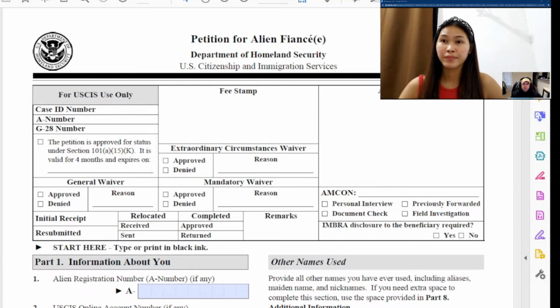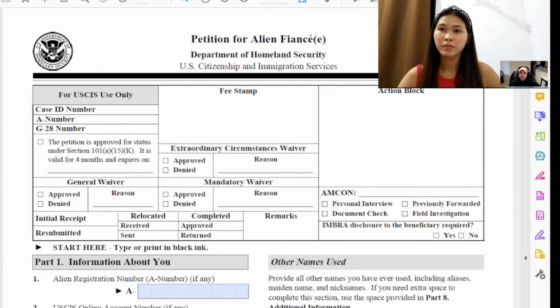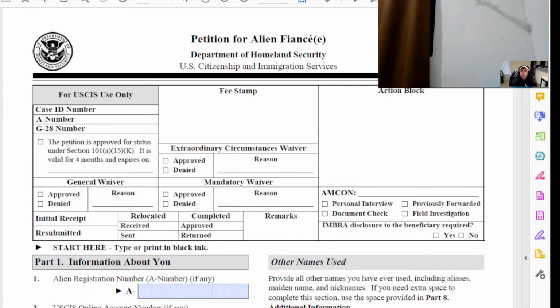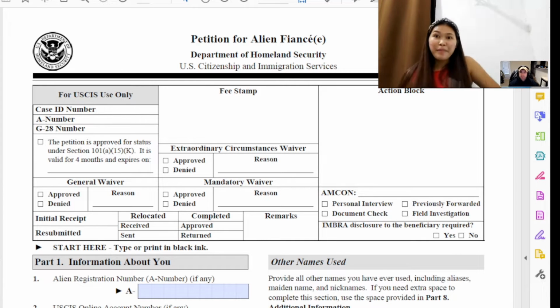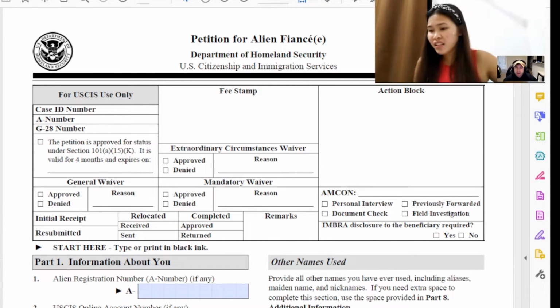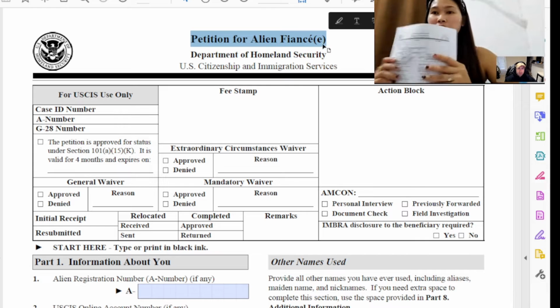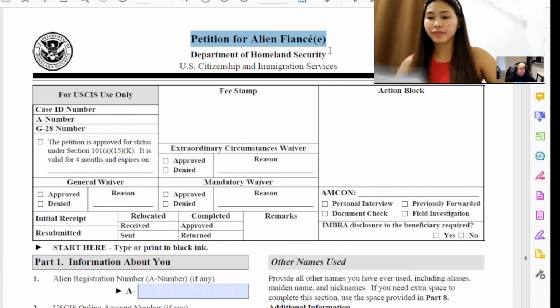Me and Jessa are going to be going through how we did it, because we did it basically a do-it-yourself method where we went through step by step. We're going to show you the form, and I will also show you the directions to this form, which you can see. I actually have my hard copy here, and Jess is going to follow along on the hard copy, and you'll see me highlight stuff. So this is my hard copy. We are talking about the petition for alien fiance here.